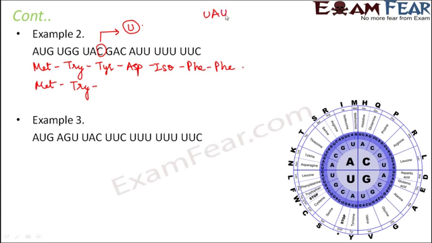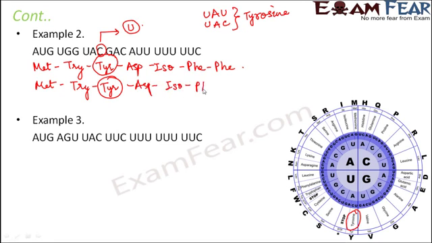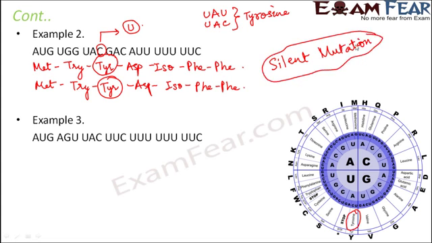Now we see that UAU and UAC both code for tyrosine. So earlier it was tyrosine and now also it is tyrosine. This type of mutation, where even though there is a change in the base the result is not affected, is known as silent mutation. That is, silently the base has been changed, but there is not much impact of that on the phenotype. So this is called silent mutation.